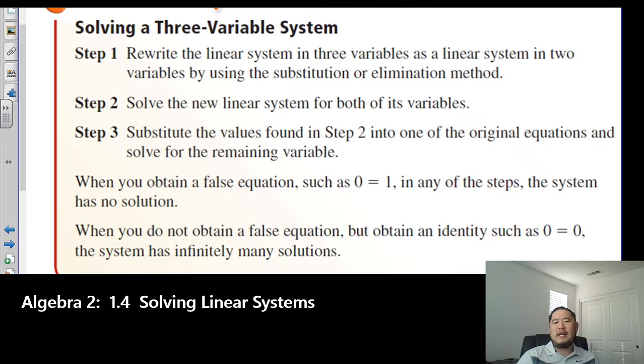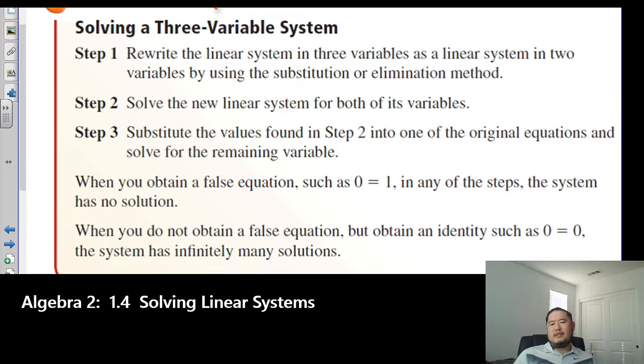So that'll allow us to take away one of the variables. And then we're going to take another two of the equations and do the same thing. Now make sure that if you decide to eliminate, let's say x in the first two equations, you make sure you eliminate x again in the second two equations that you decide to use.